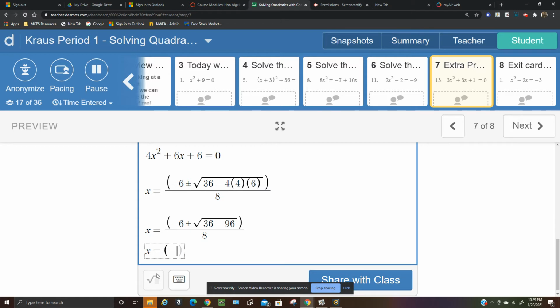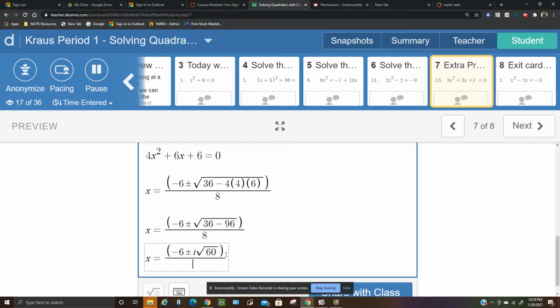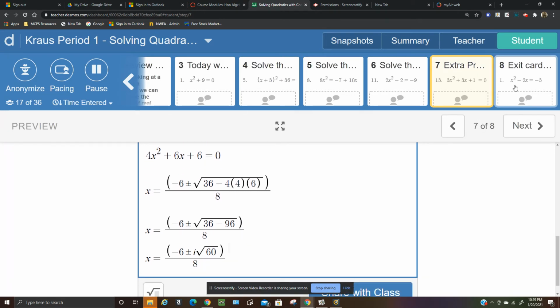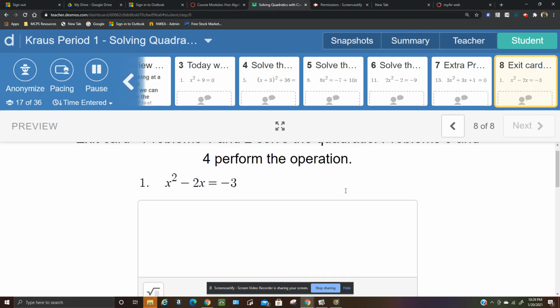Negative 6. 36 minus 96 is negative 60, so I square root 60 divided by 8. And that is everything except the exit card. We'll do the exit card next time.